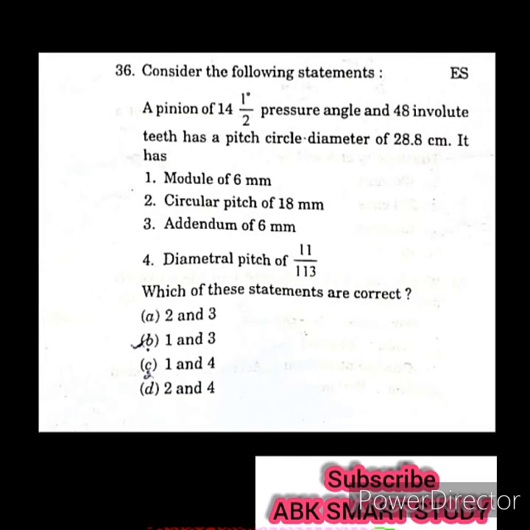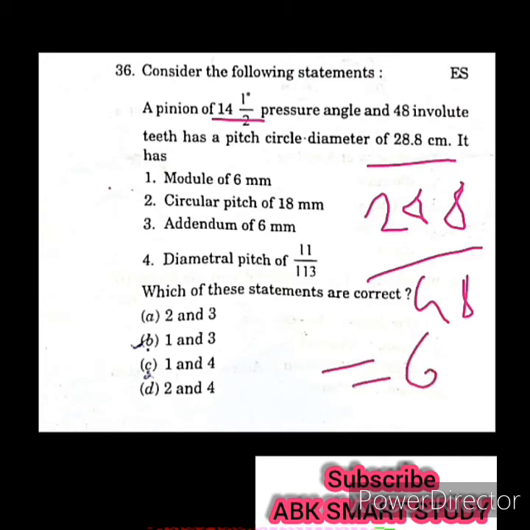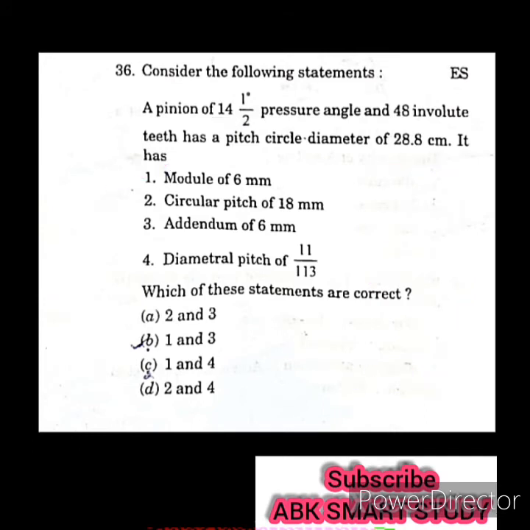Next question. Consider the following statement. A pinion of 14.5 degree pressure angle and 48 involute teeth has a pitch circle diameter equal to 28.8 centimeter. So it has a module of 6 mm. Here we know module is equal to d by t. Here d is equal to 288 millimeter divided by 48. So module is equal to 6. So statement 1 is correct, and statement 2 says circular pitch is equal to 18 mm.